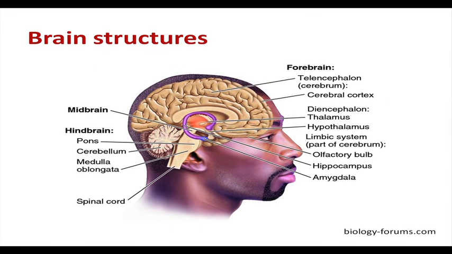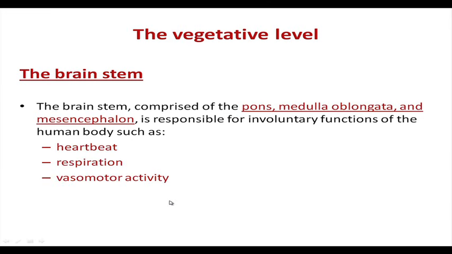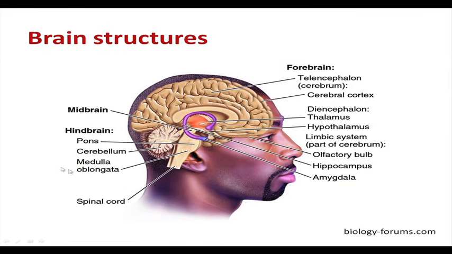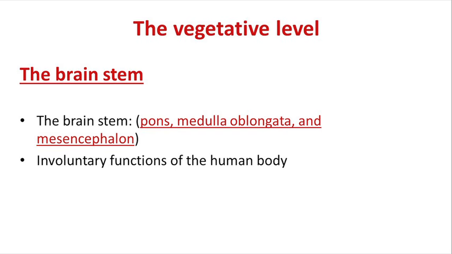Now, again going back to the brain structures, so we will discuss the brain stem. So, as you can see, the brain stem consists of the pons, the medulla oblongata, and the mesencephalon. Now, the brain stem is responsible for involuntary functions of the body. So, they are like the heartbeat, the respiration, and the vasomotor activity.